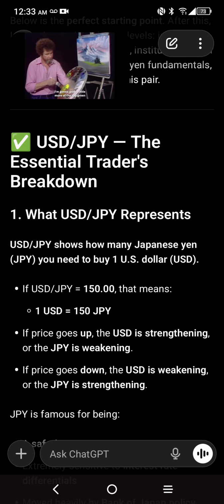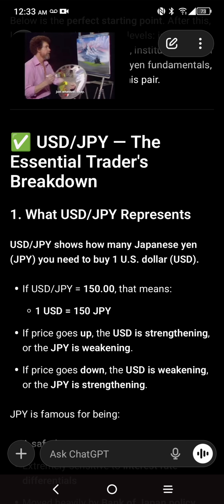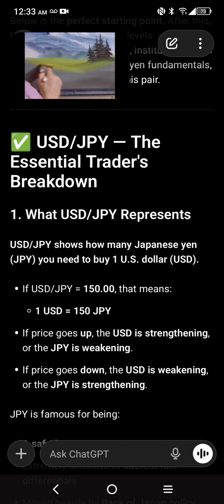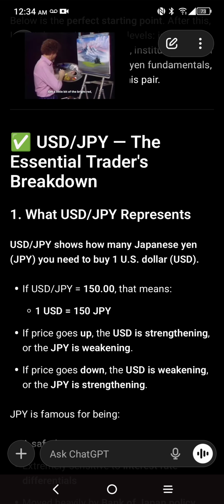So US dollar JPY, the essential trader's breakdown. What US dollar JPY represents: UJ shows how many Japanese yen you need to buy $1. If UJ equals 150, that means $1 equals 150 yen. If price goes up, the US dollar is strengthening or the JPY is weakening.